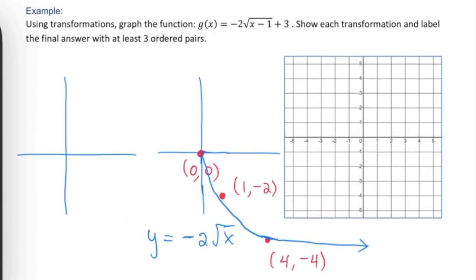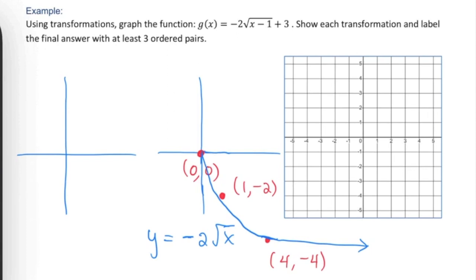Now, because I'm running out of space, I'm going to erase that first transformation and do my next transformation in that spot. I like to perform the inside shifts next, but again, the shifts, the adding and subtracting, can go in any order. It doesn't matter if we go right 1 and then up 3, or up 3 and then right 1. It doesn't matter, but I'm going to go right 1 first.